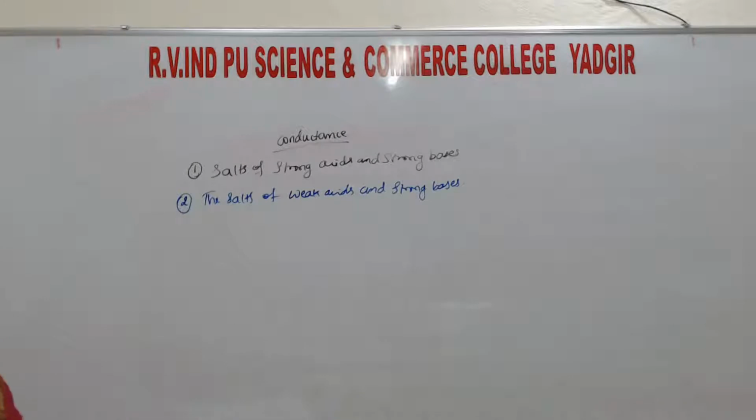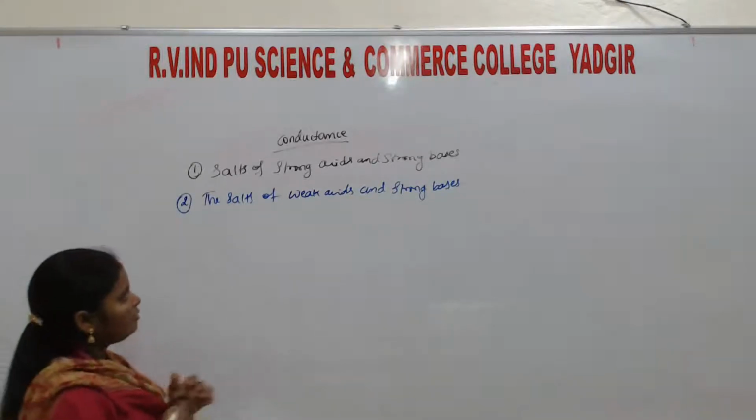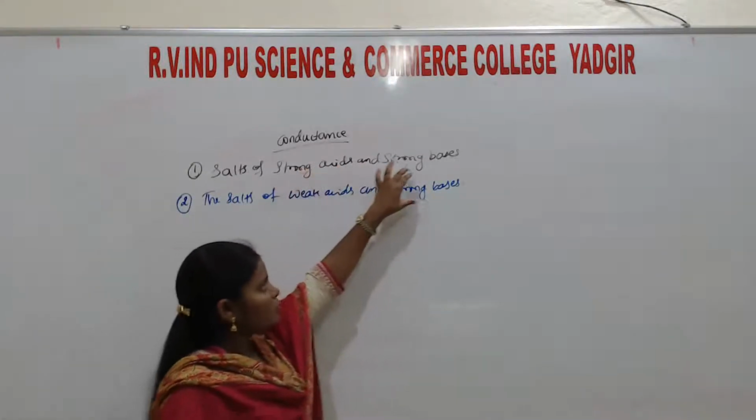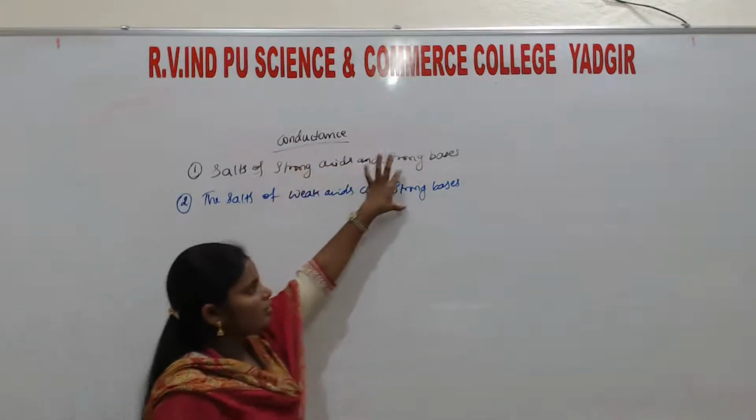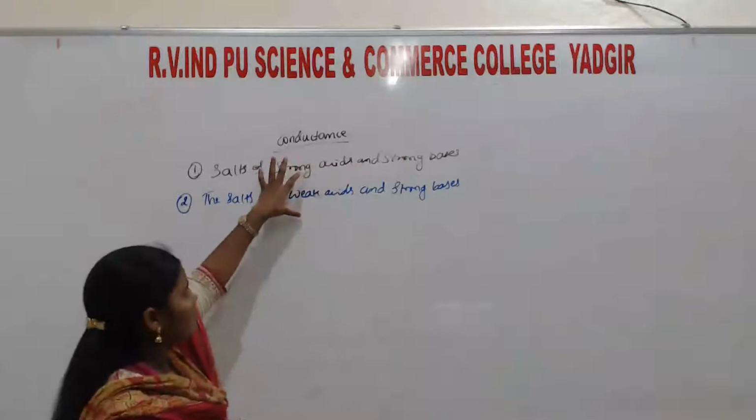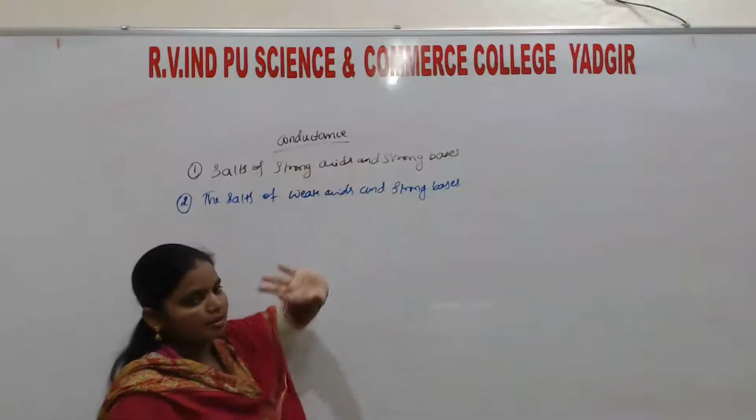Next, third one, salts of strong acids and weak bases. One time is a weak acid, strong base. One time is a strong acid, weak base. Last one is a weak acid, weak base.